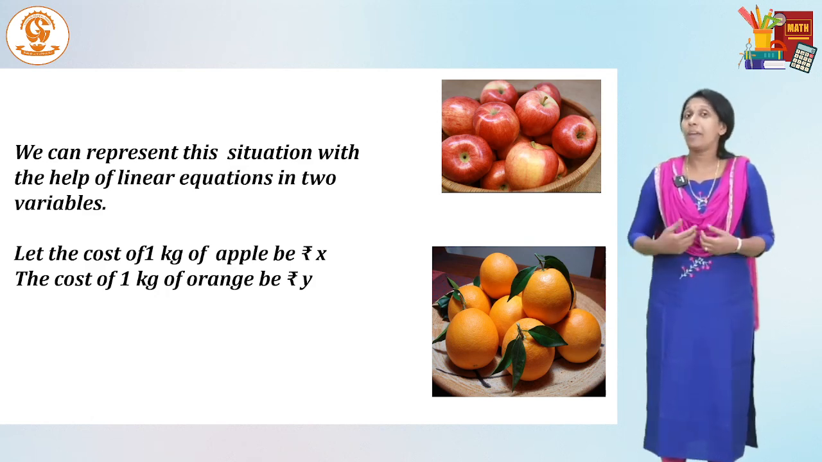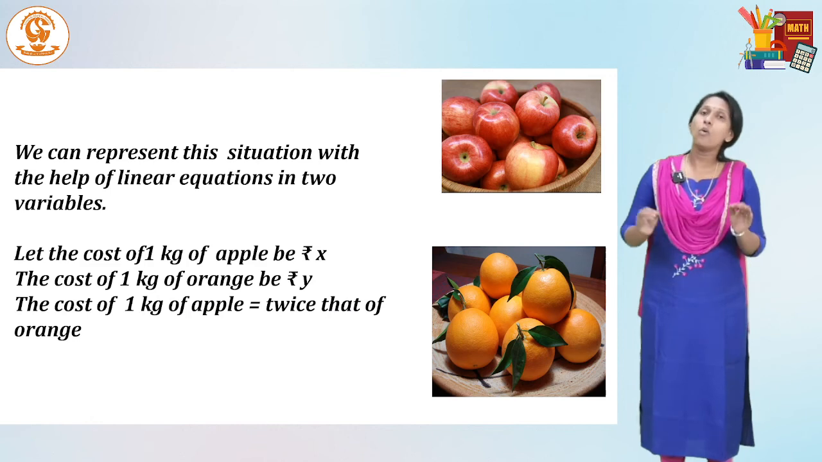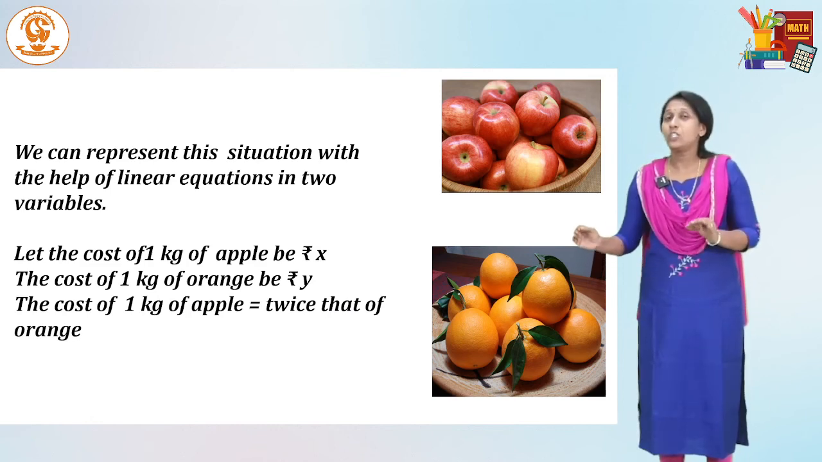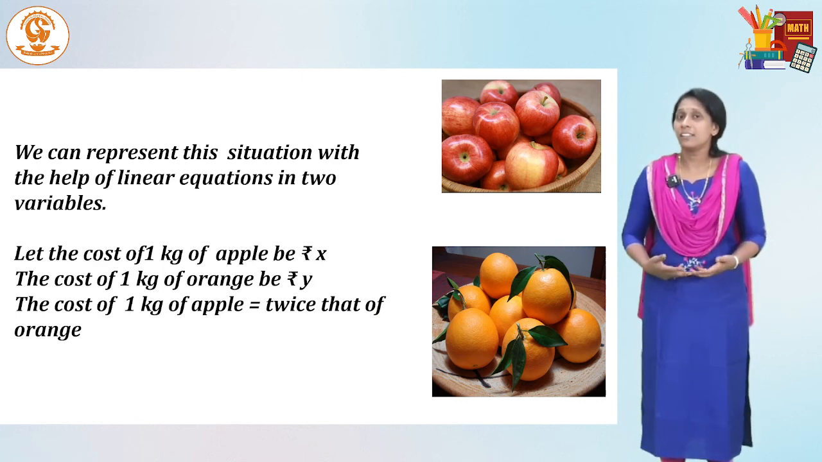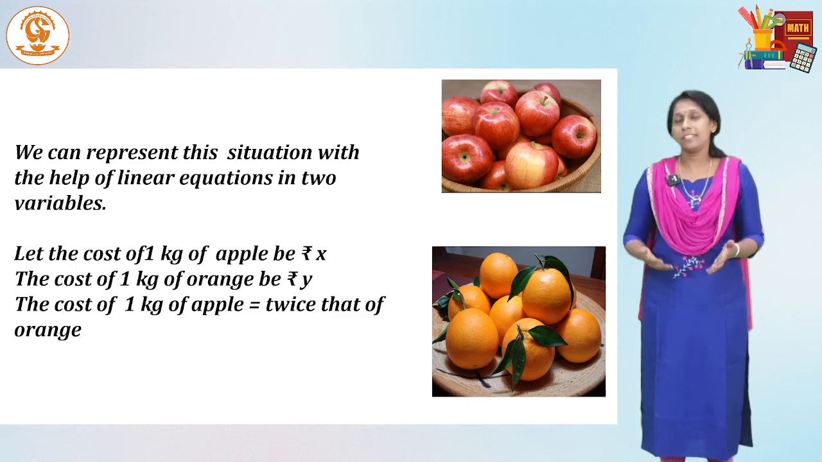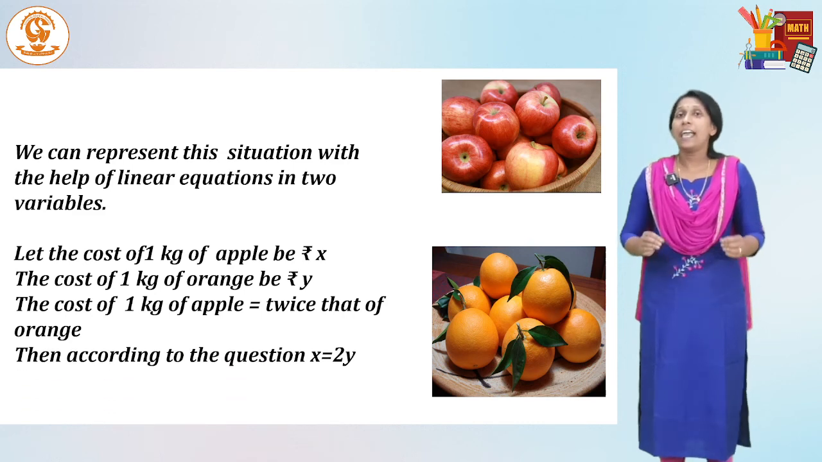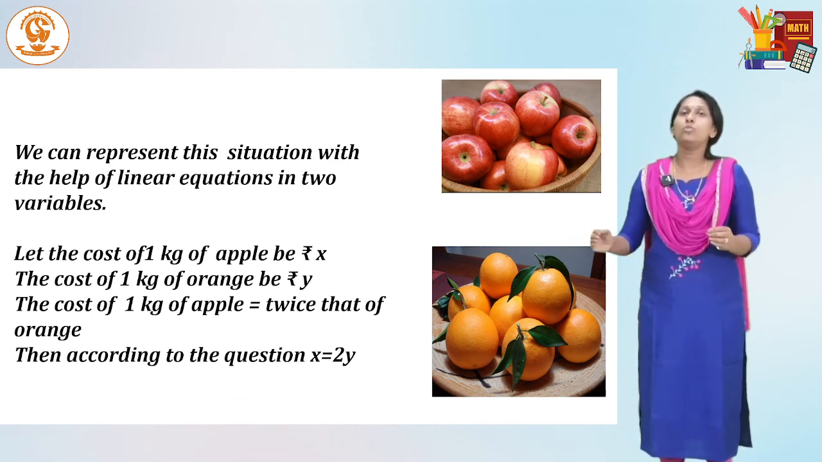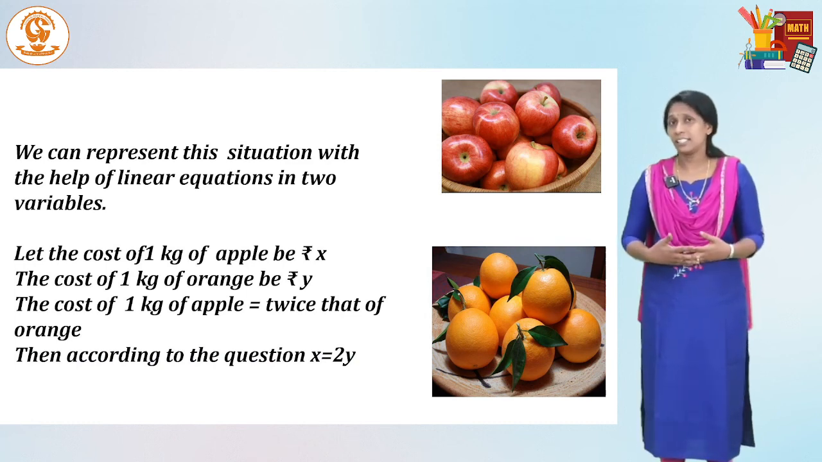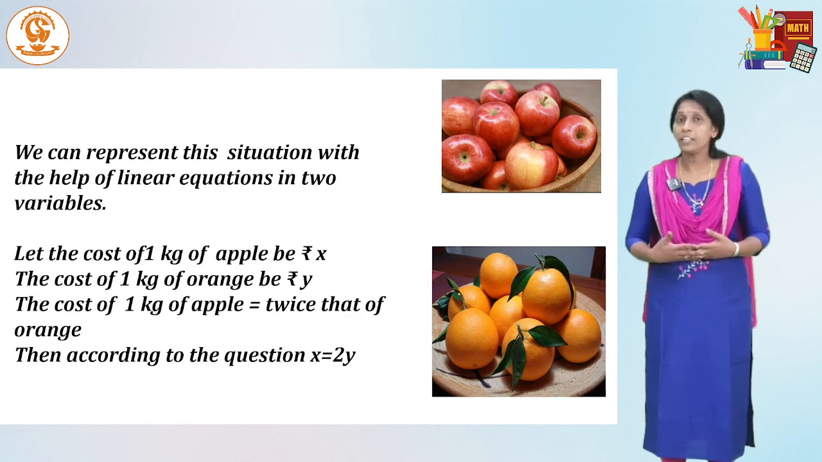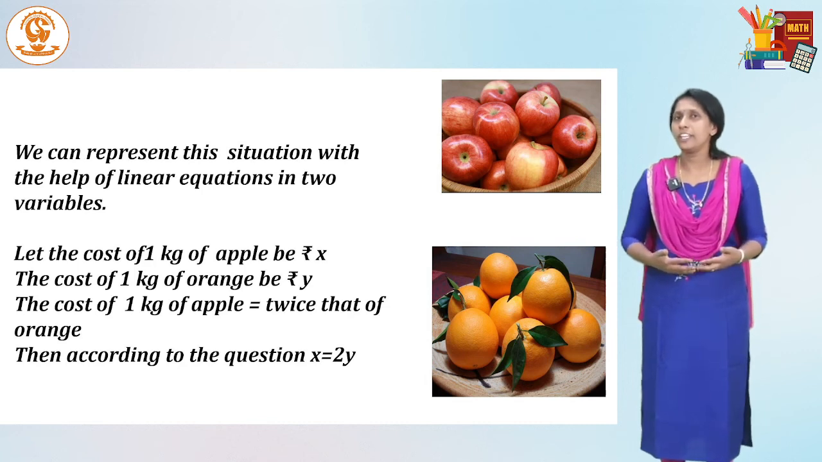Then how can we frame an equation from the given information? It is given that the cost of 1 kg of apple is twice that of orange. And what is the meaning of twice? Twice means two times. So how can we frame the equation? The equation is x is equal to 2 into y. Now what is this? This is a linear equation in two variables, isn't it? Is it a linear equation in two variables?